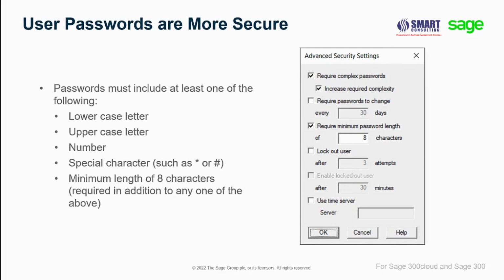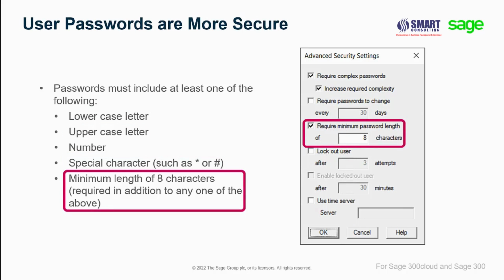Changes have been made to the user password requirements to make Sage 300 more secure. In Sage 300 Database Setup, on the Advanced Security Settings screen, a new Increase Required Complexity option lets you require that passwords include at least a lowercase letter, uppercase letter, number, and special characters such as an asterisk or pound sign. If you specify a minimum password length, it must be at least 8 characters.